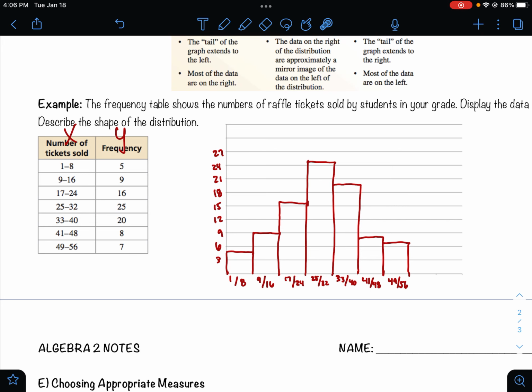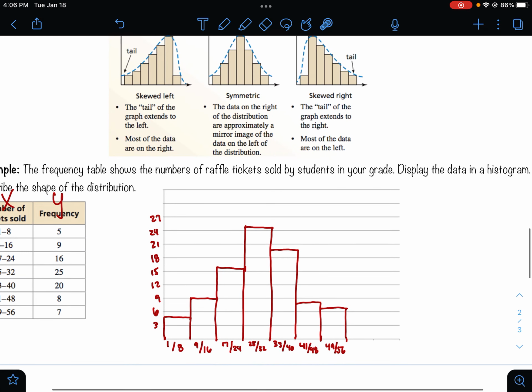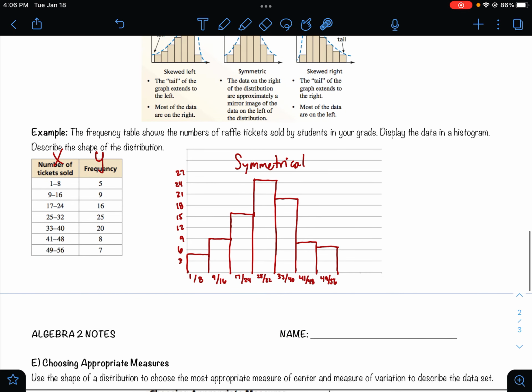Now, looking at the graphs here, we can tell that this looks like it's in the middle, so I would call this symmetrical. It looks a little different with histograms when you're looking at whether it's skewed left or right. Just like with box and whisker, where you look at the whisker, with these histograms you look at the tail, and that tail will show you whether it's skewing left or right. So the tail on the left means skewed left, the tail on the right means skewed right. But this one is pretty close to being in the middle, so I would call that symmetrical.